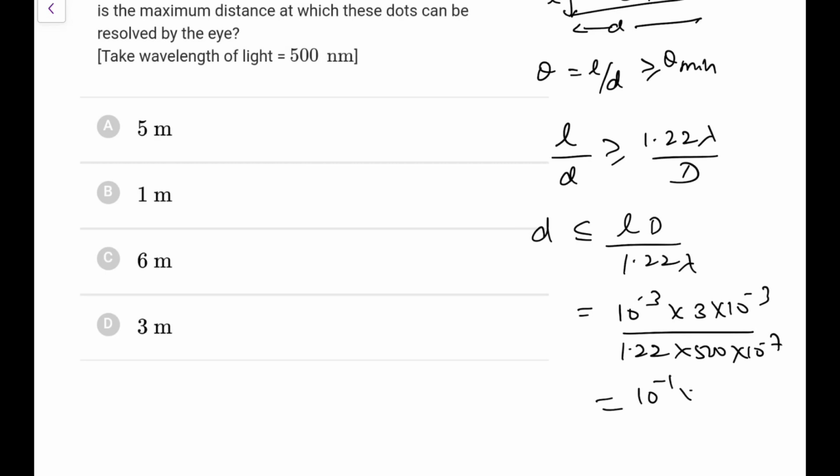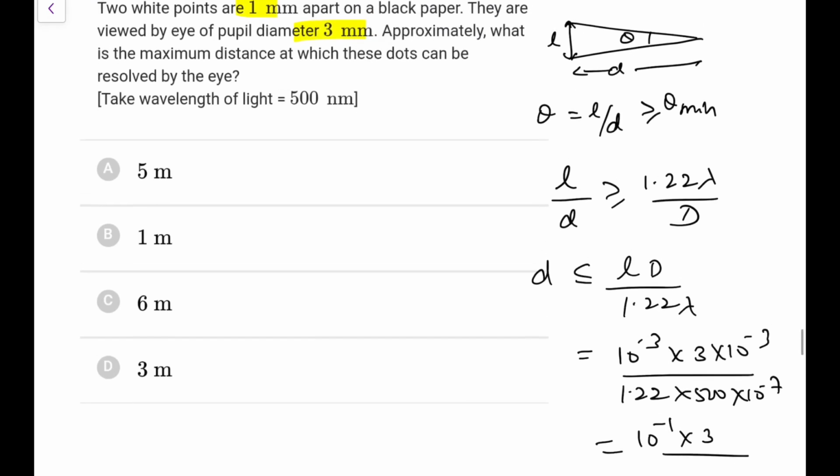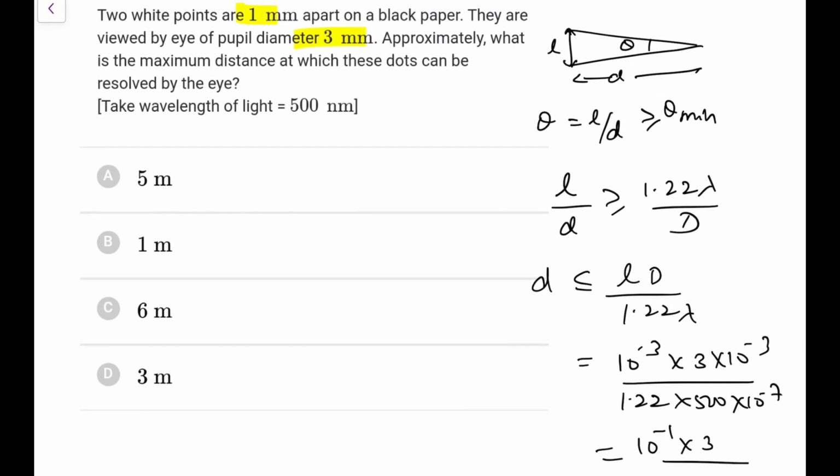So it will be 10 to the power minus 1 upon 3, 5 into 1.22. That is approximately what we can do. Or if I have made some mistake, L by D should be greater than or equal to 1.22 lambda by D, that is right. So D is L D 1.22 lambda. I'm doing okay. It is 10 to the power minus 9. That is a grave mistake I did. So 10 to the power minus 7 it would be.